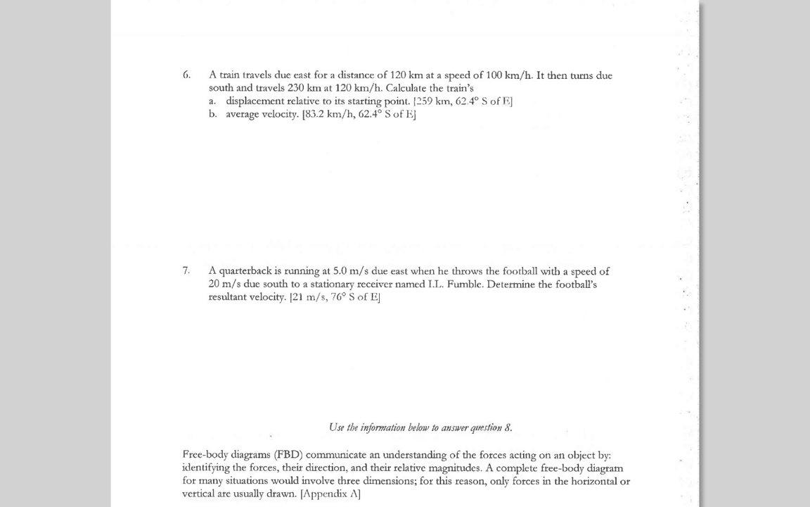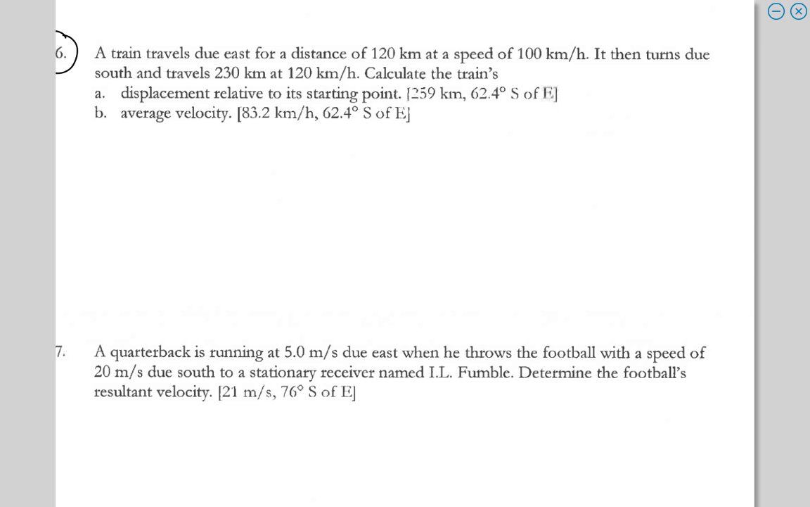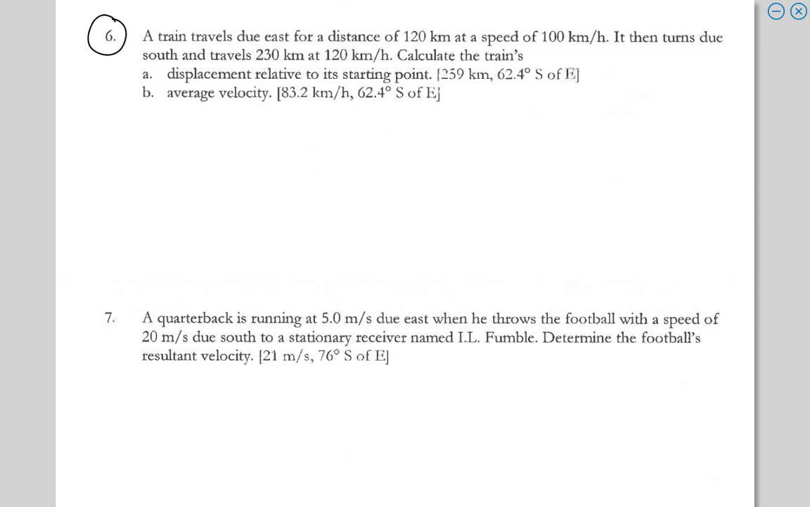And then, what do we have, 6 and 7? I like 6. Did someone just ask me to do it? I'm going to let you do it. It's the exact same thing, but they don't give you the time, right? Okay, so let's draw it in for you. A train travels due east, oh my gosh, towards Toronto, for a distance of 120 kilometers at a speed of 100 kilometers per hour.